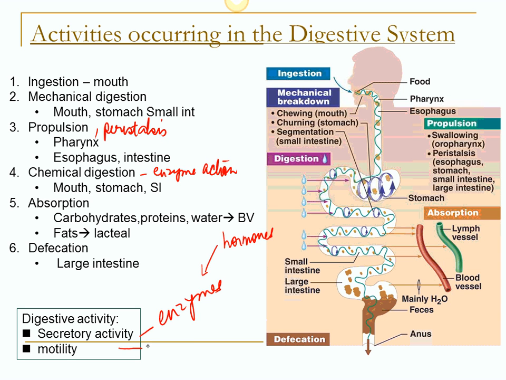And the second is motility, which is muscular activity. Here you can see the muscular activity is all of this: the propulsion, the mechanical digestion, all of that. So these are the two main activities: secretory, so that you can chemically digest, and muscular activity, so that you can mechanically digest and propel the food forward.